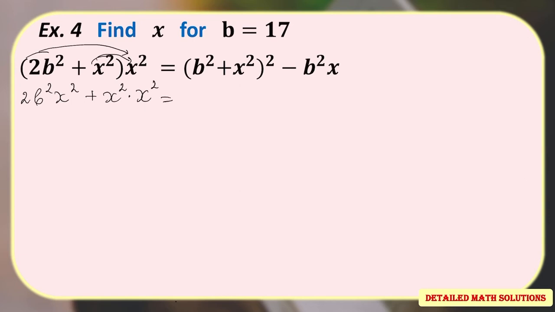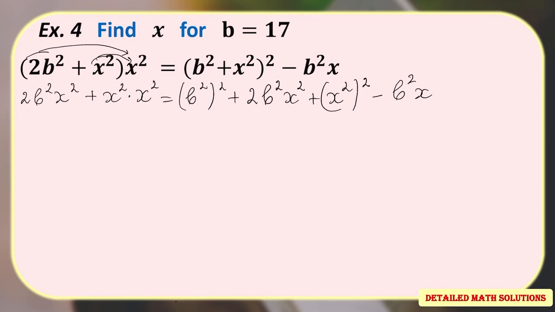Next, I need to use the formula for binomial square to expand the term b squared plus x squared in parentheses squared. When I do that, this equals b squared in parentheses squared plus 2 times b squared x squared plus x squared in parentheses squared minus, I just need to rewrite the remaining term, b squared x.